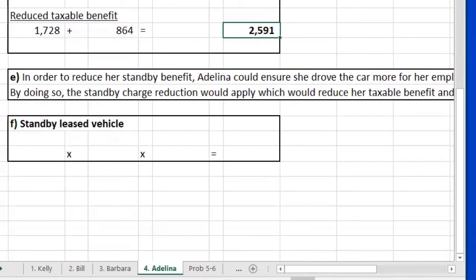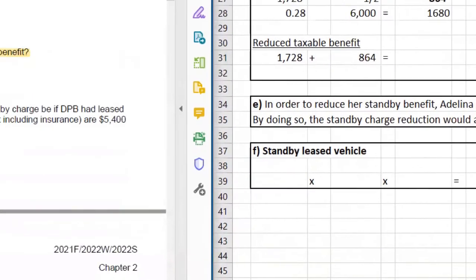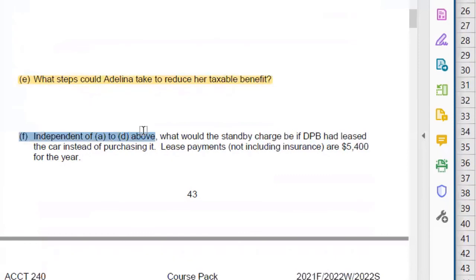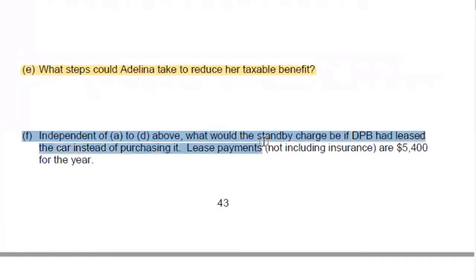And so for F, which is our final little piece here, we're going to say independently of A and D, ignoring everything that happened in A and D, what would the standby charge be if Doggy Peanut Butter had leased the car instead of purchasing it? Lease payments, which do include insurance, are $5,400 for the year. I see so many students try to make up some number for insurance. You don't. If you don't know what the insurance is, don't try to subtract that from the very simple formula for calculating the standby charge for leased automobiles.